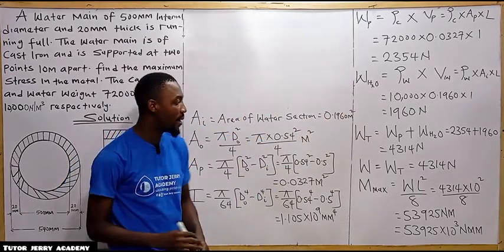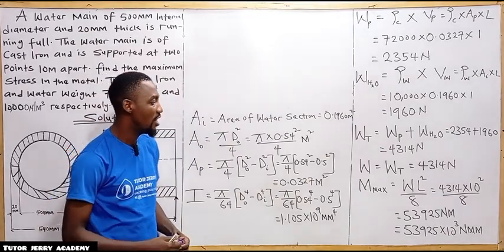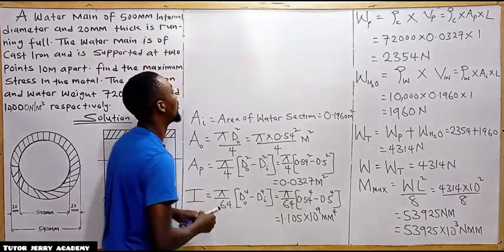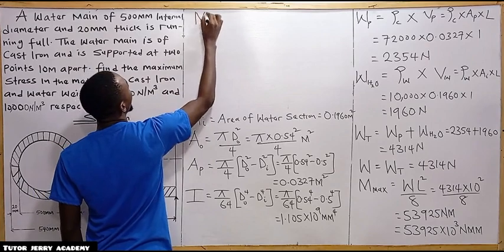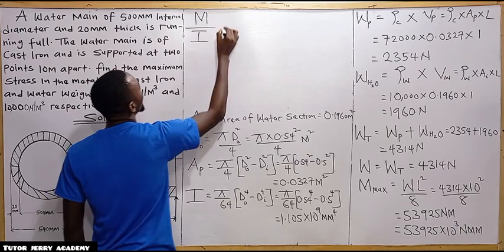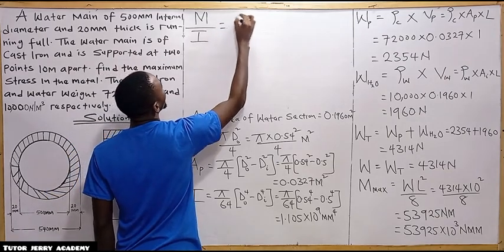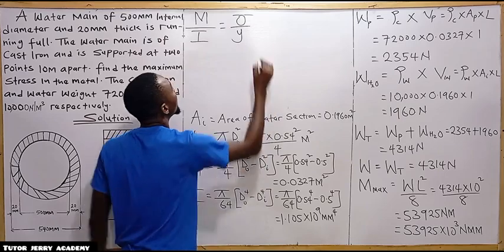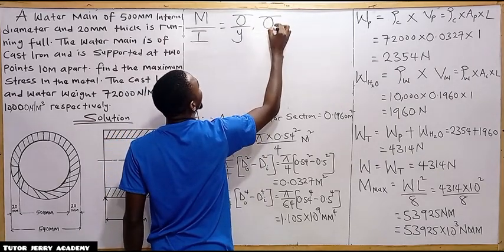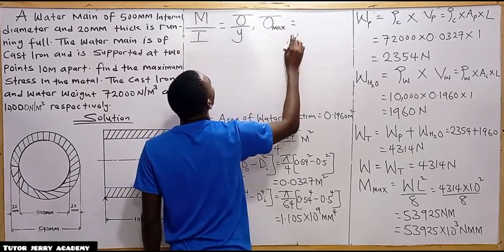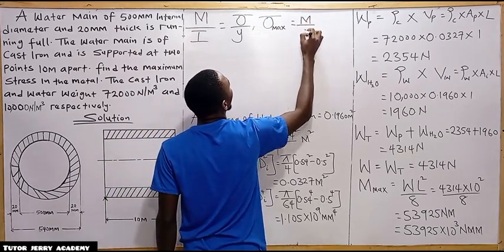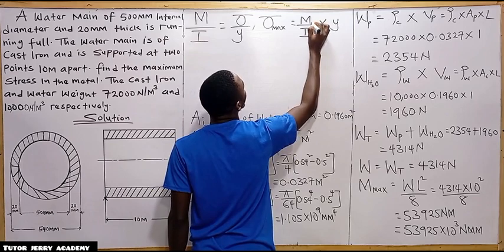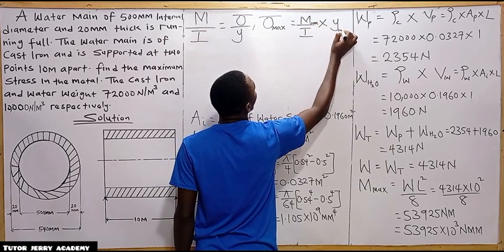Now we are going to be applying the flexure equation. Of course, we have discussed the flexure equation and we have proved it. So M, the maximum bending moment over I, is equal to the maximum stress over Y. So if we make the maximum stress the subject, this will be equal to M over I multiplied by Y, where this Y is Y max.